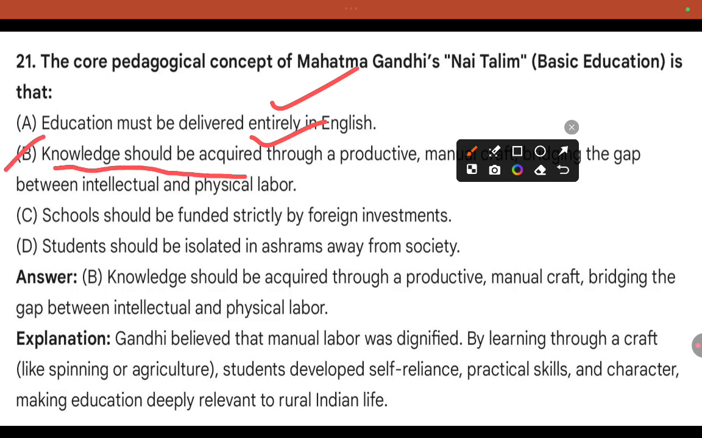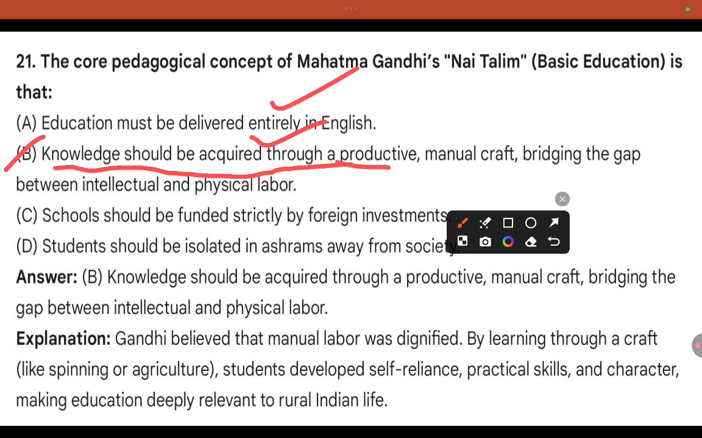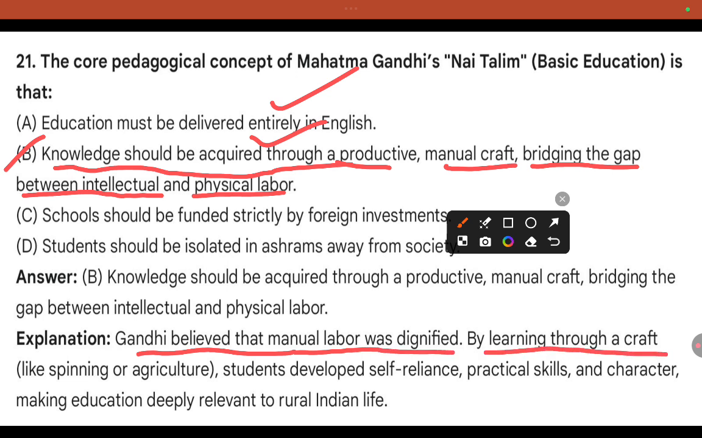Knowledge should be acquired through proactive manual craft, bridging the gap between intellectual and physical labor. Gandhi believed that manual labor was dignified. By learning through a craft like spinning or agriculture, students develop self-reliance, practical skills, and character, making education deeply relevant to rural Indian life.